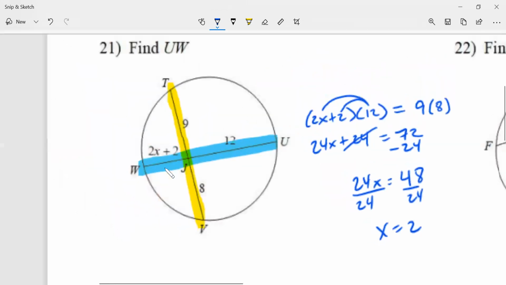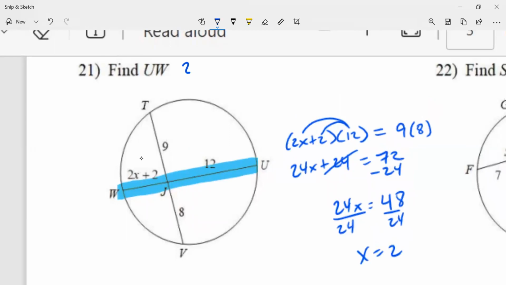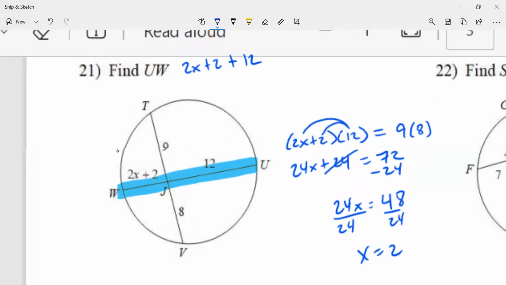I read the instructions: find UW, not x. So if this was a homework, I type in 2, boom, this is wrong. Now UW, if you notice, is this whole segment: 2x plus 2 plus 12. That's the whole segment, right?